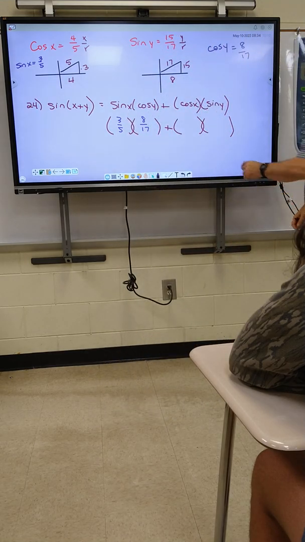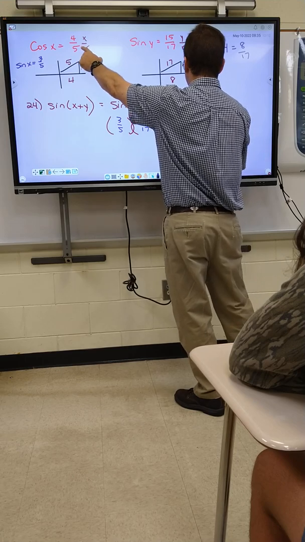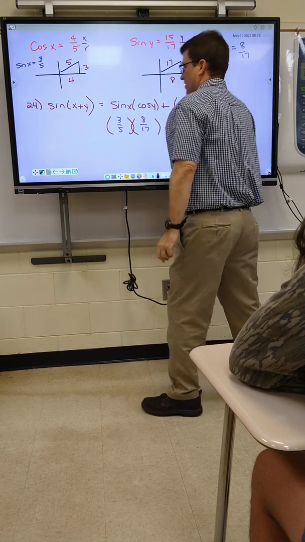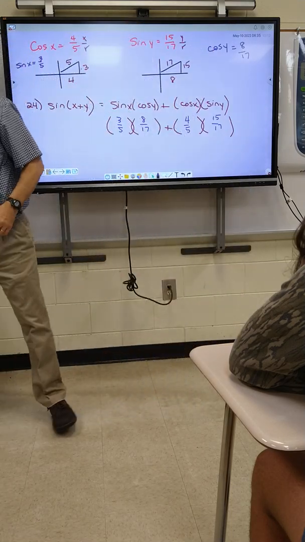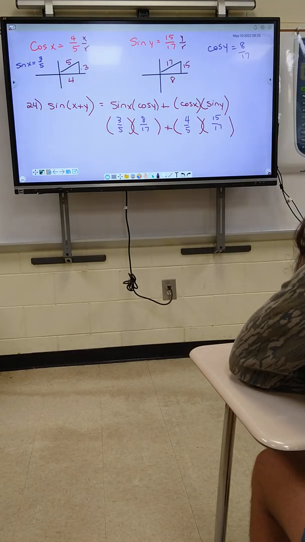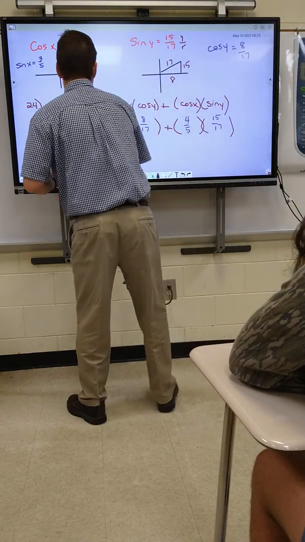All right, now look at the other one. Cosine of x is already here. It's 4 over 5. Sine of y is already here. It's 15 over 17. So that's what you got to type in your calculator. So let's type it in. I got 3 over 5. I got 8 over 17. Plus, I got 4 over 5. And 15 over 17. All right, who's got an answer? 84 over 85. 84 over 85.